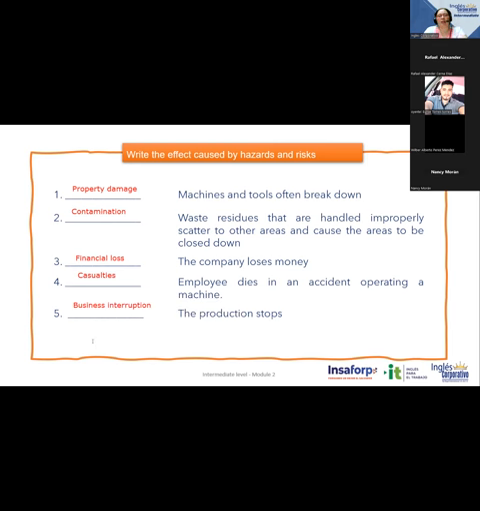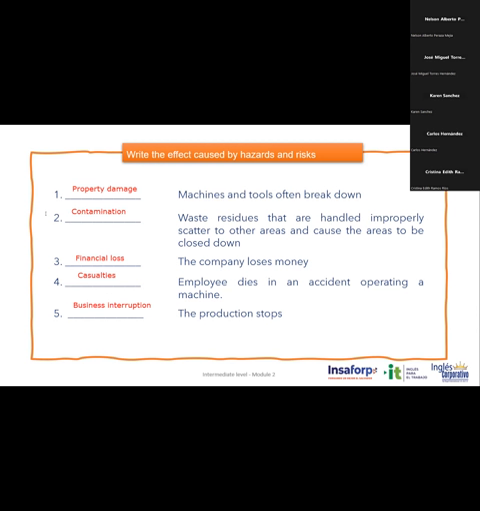Okay. There we are. So let's read it. Property damage, machines and tools often break down. A ver, ¿quién me lee el uno? Okay. Property damage, machines and tools often break down. Thank you. Karen, number two. Oh, okay, Carlos, good.